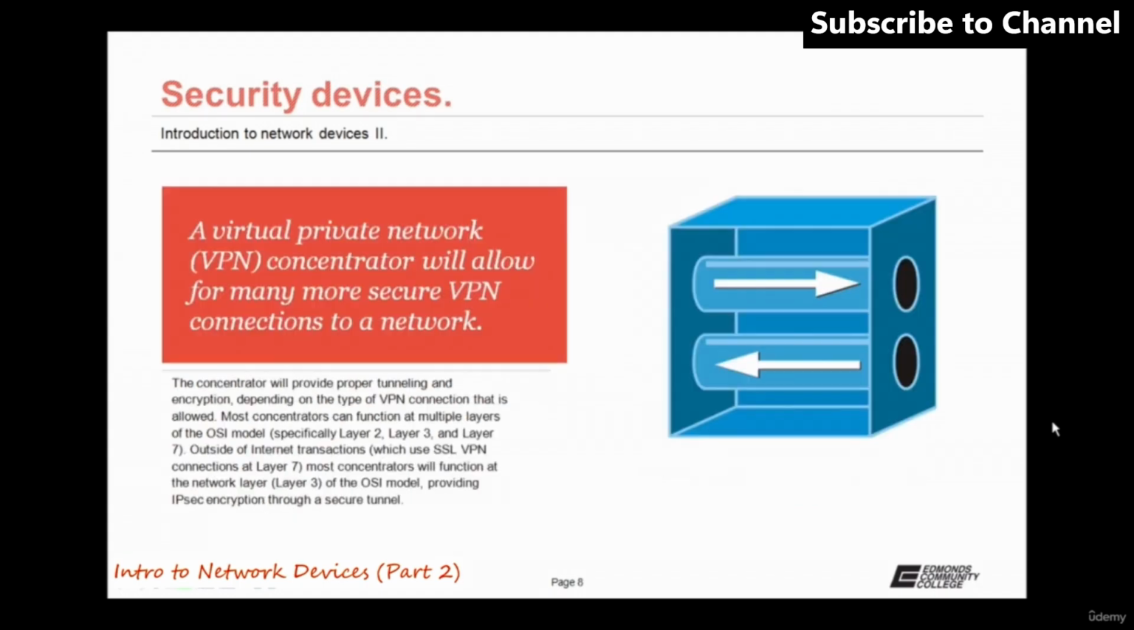Let's move on to the Virtual Private Network Concentrator, the VPN concentrator. Now this will allow for many secure VPN connections to a network.